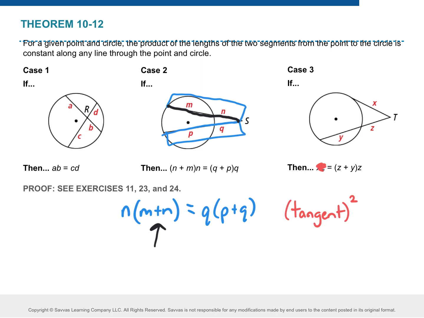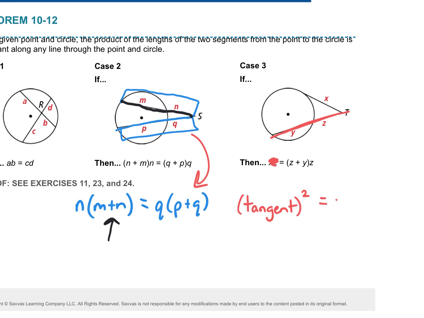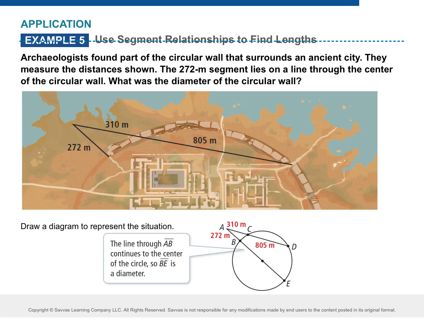So then this secant here, we set it up the same way that we set these up. So what's the outside? Z, and then we want times the total, Z plus Y or Y plus Z. Yep. Okay. Example 5A.